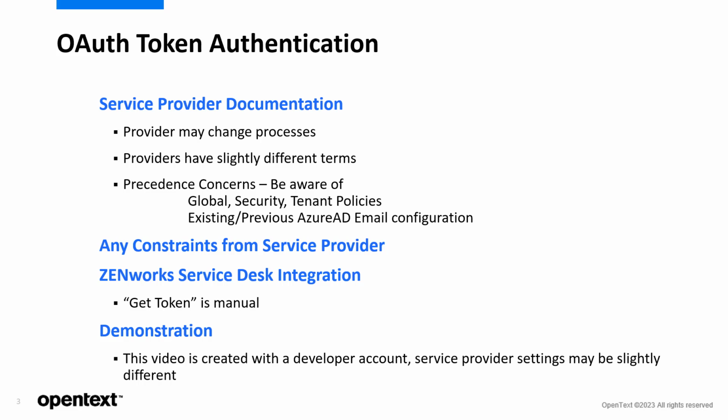For OAuth token authentication, be sure to have your service provider documentation handy. As the service provider evolves, obviously we can't control what may change in their process, so keep their documentation handy for reference. Providers have slightly different terms for IDs, like Microsoft Application ID equals Client ID.